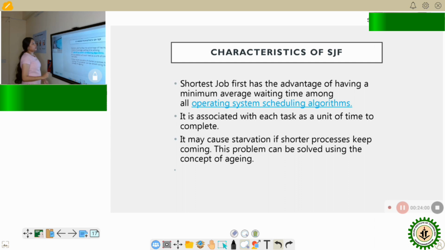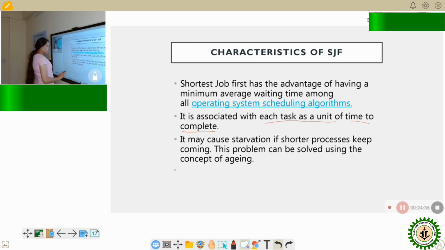Next, we are explaining another algorithm, that is the characteristics of SJF, or shortest job first. It has some advantages and disadvantages. What is the advantage? The main advantage is that it is taking based on the shortest job. It is scheduling a particular process based on the shortest job. So it is associated with each task as a unit of time to complete.